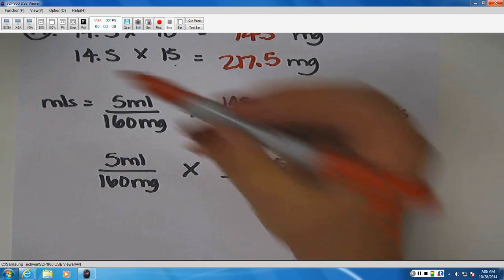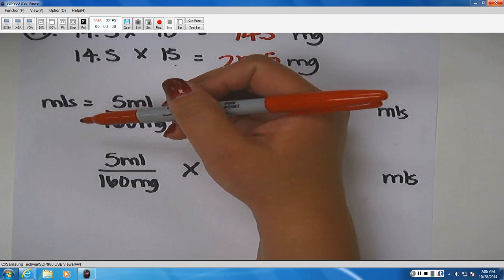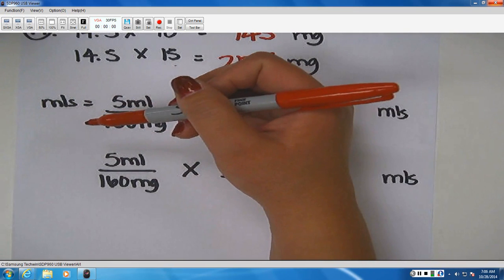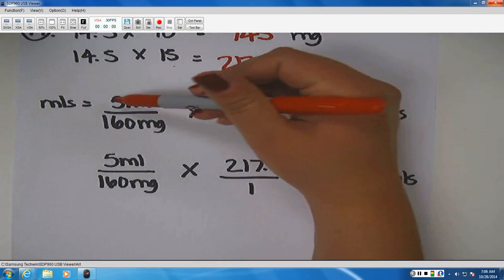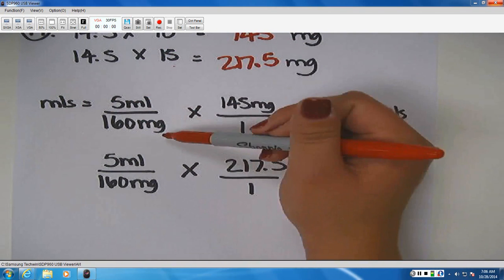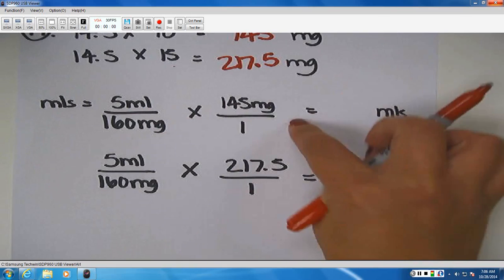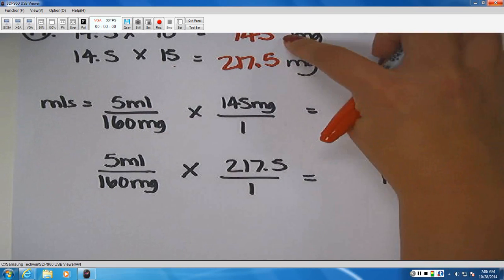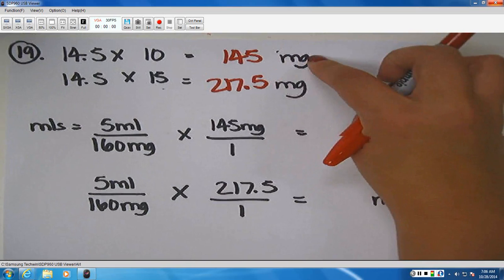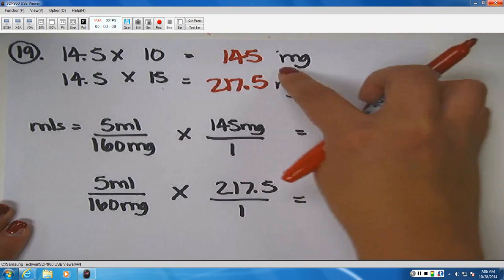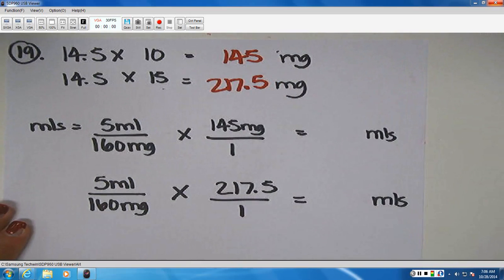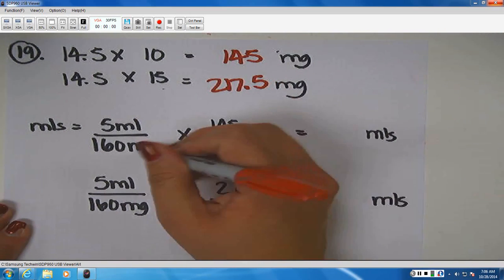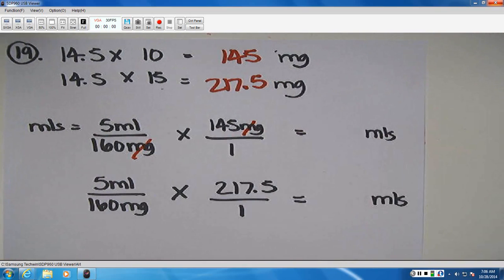So to set that up, again, I'm solving for mLs. It states what milliliter range is needed. So I'm solving for mLs, and I know that the concentration of my dosage on hand is 5 milliliters per 160 milligrams. Up here, I know that a safe dose is 145 milligrams. So if I wanted to give 145 milligrams to this child, how many mLs will I give them? And so we just multiply straight across.